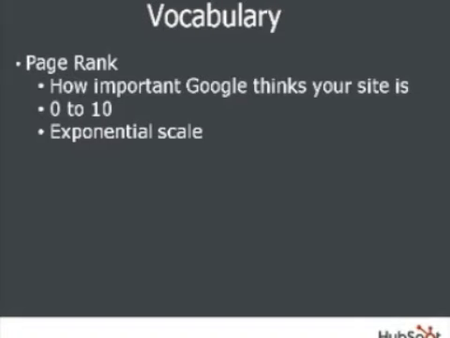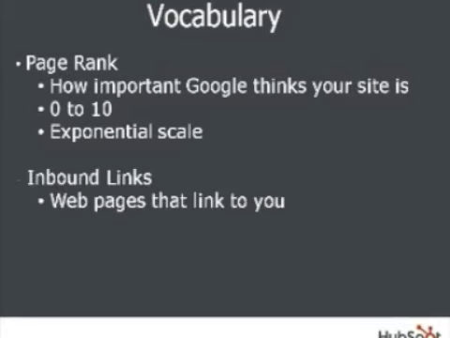It's a 0 to 10 scale, and it's an exponential scale. And that means that roughly going from like a 3 to a 4 is 4 times harder. And then going from a 4 to a 5, that's even another 4 times harder. So it gets harder and harder to move up the scale. So it's not like a 5 is just a little bit better than a 4. A 5 is actually a lot better than a 4. And a 6 is actually a lot better than a 5. So it gets really, really hard to move up the scale.